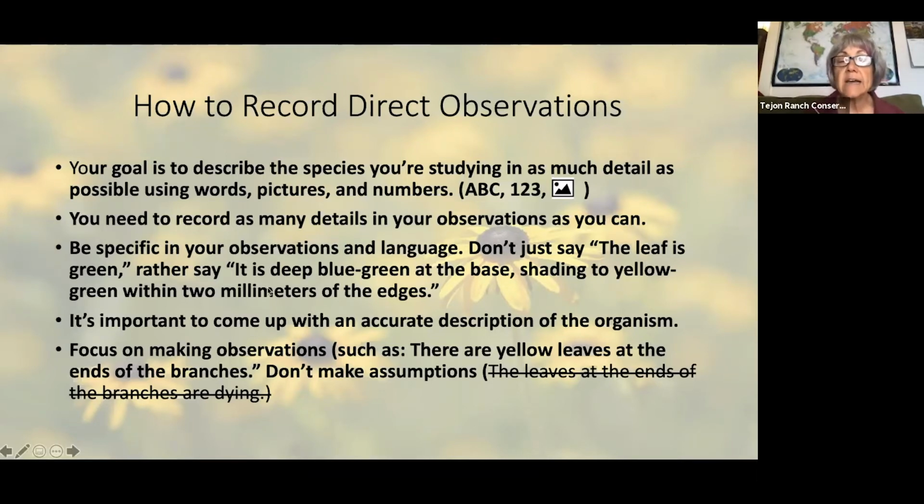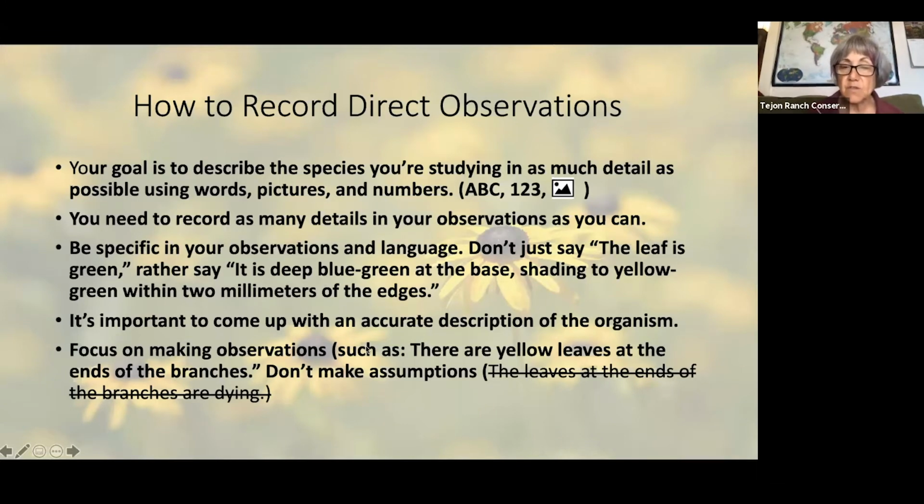Don't just say the leaf is green. Rather, give it lots of detail. It's a deep blue green at the base, shading to yellow green within 2 millimeters of the edges. Notice, by the way, this is an ABC and a 1, 2, 3 because right here, 2 millimeters is a measurement. It's important to come up with an accurate description of your organism.